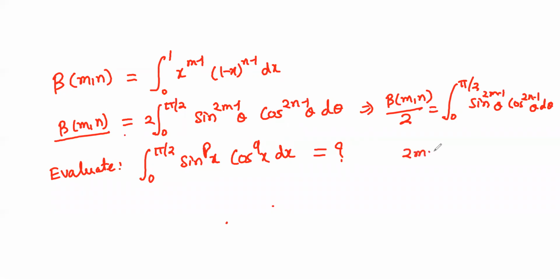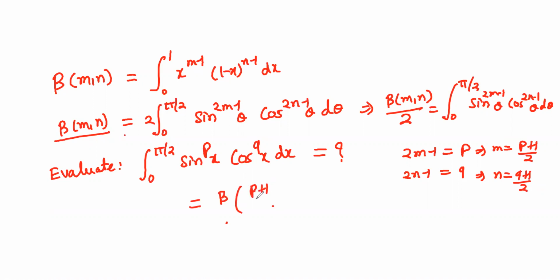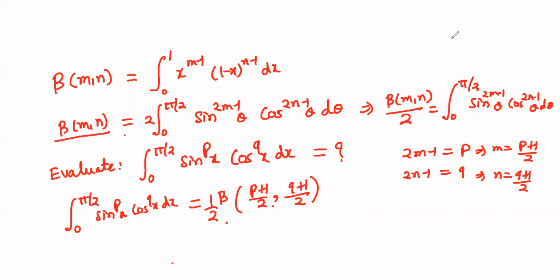So can you write 2m minus 1 is equal to p and 2n minus 1 is equal to q. So from here you can say m is (p plus 1) upon 2, and n is (q plus 1) upon 2. So you can write this one is beta((p plus 1) upon 2, (q plus 1) upon 2) divided by 2. Is it so? So this is equal to, we have derived this one.